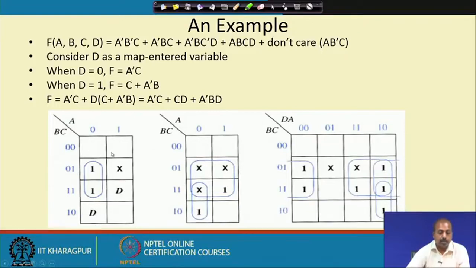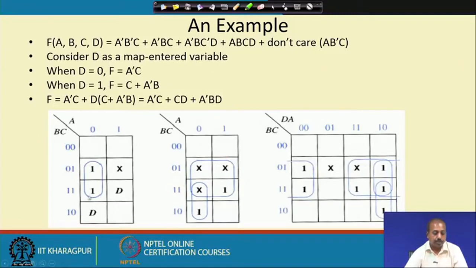In the map entered variable, when d equal to 1, these two terms come into the picture. The first term, a bar b bar c, comes here, so this is a bar and this is b bar c. So this is 1. Similarly a bar b c, so a bar and b c. These two are ones. We have a b bar c as a don't care. The other two terms we call map entered terms. So a bar b c bar d: when d equal to 1, this comes here, and for d equal to 1 it is a b c. So we get the map like this, and then we do a minimization.